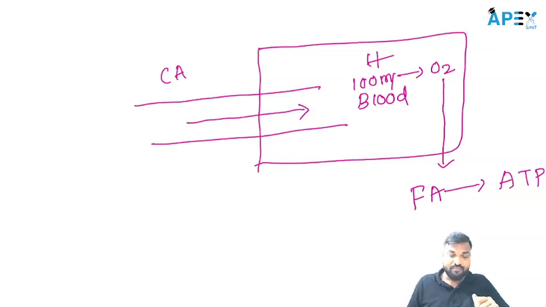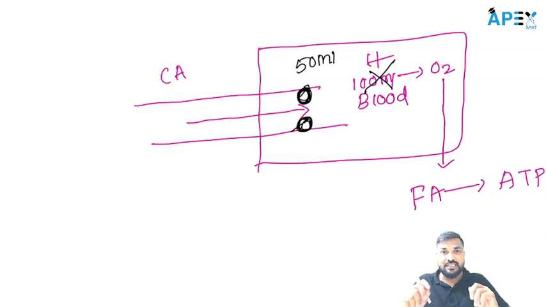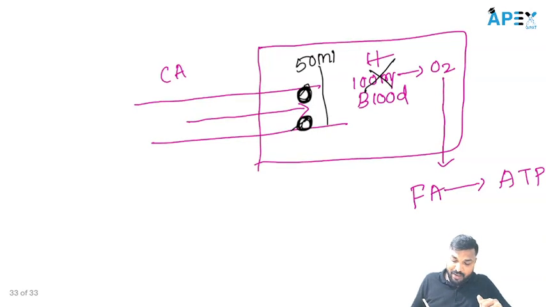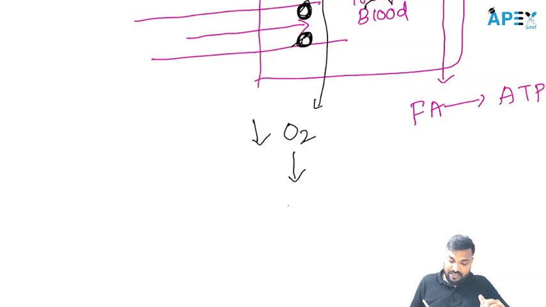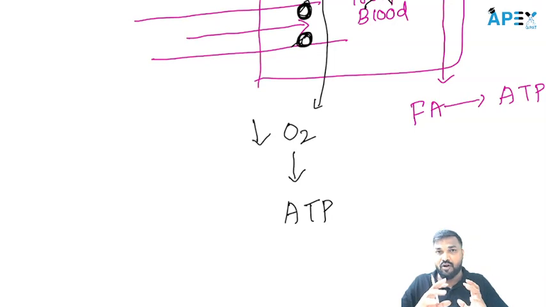Now what is the problem? The problem is that there is plaque deposition in the coronary artery. Will I be able to supply 100 ml of blood to the heart? The answer is no. Instead of 100 ml, how much blood is supplied here? 50 ml. So the heart is receiving 50 ml of blood, and due to this, the heart is receiving less oxygen. If it receives less oxygen, it produces less ATP. Due to less ATP, the heart is not working properly.